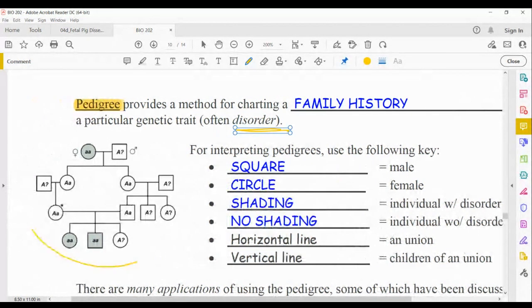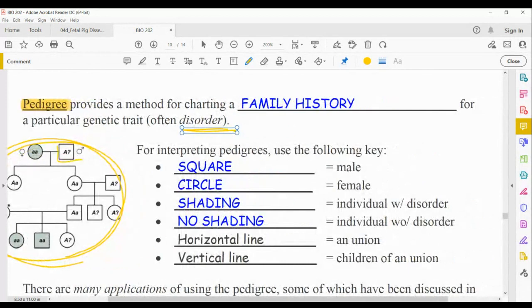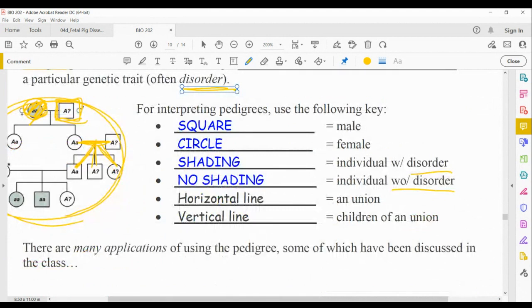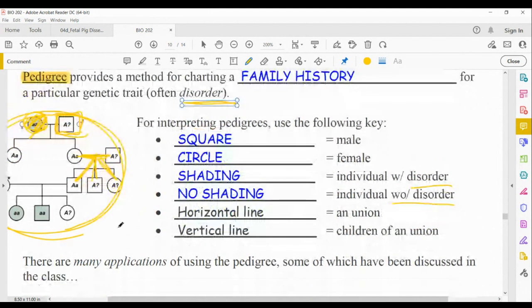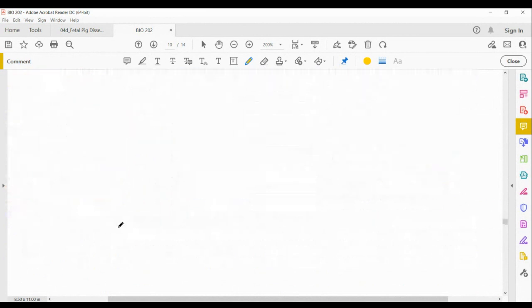For reading these pedigrees, which can get quite complex quickly, you needed to know certain rules. Squares are always going to symbolize males, circles are going to symbolize females. If there is a shading, that symbolizes that there is a disorder. If there's no shading, that means that individual does not have a disorder for that trait. And of course, a horizontal line connecting a circle and a square told us that that was a couple and they produced offspring. Offspring were symbolized on vertical lines from these. There are really a lot of uses for pedigrees, and we discussed some of those in the class and some in greater detail in the lecture videos. So I'll just leave it at that.